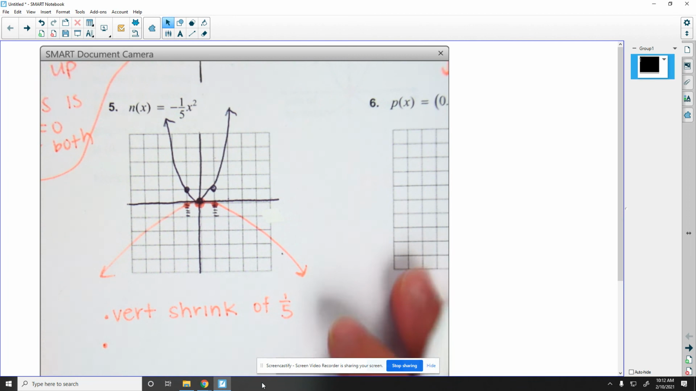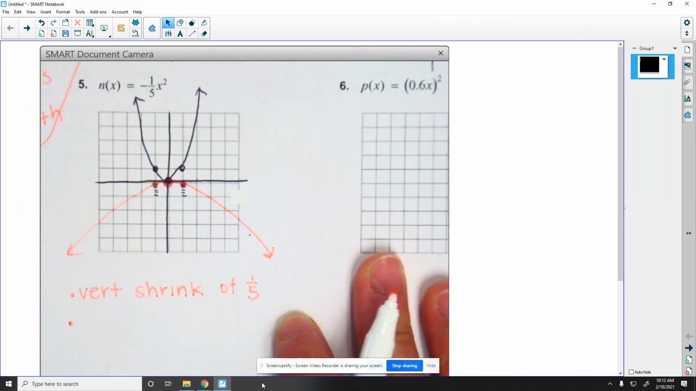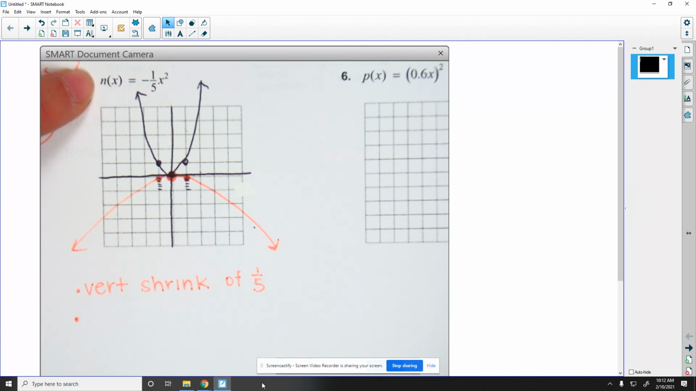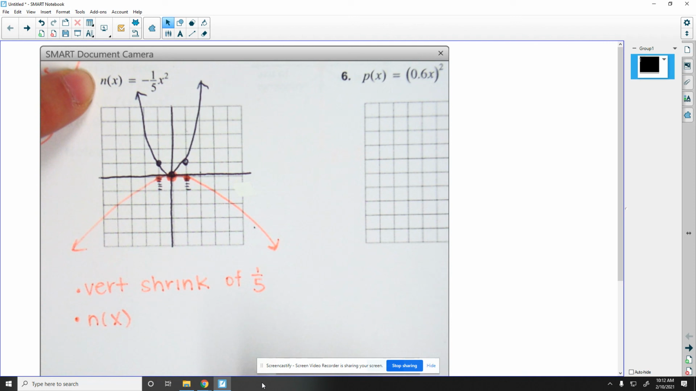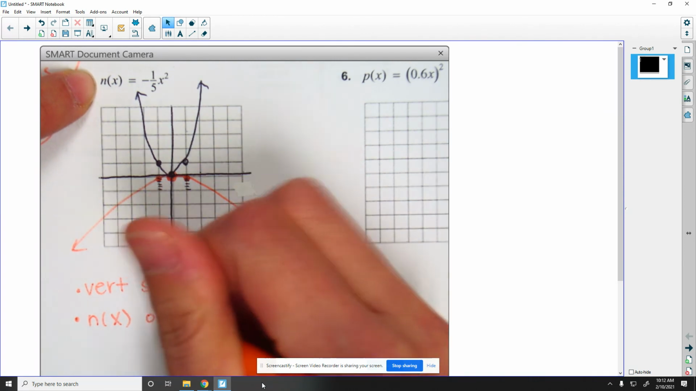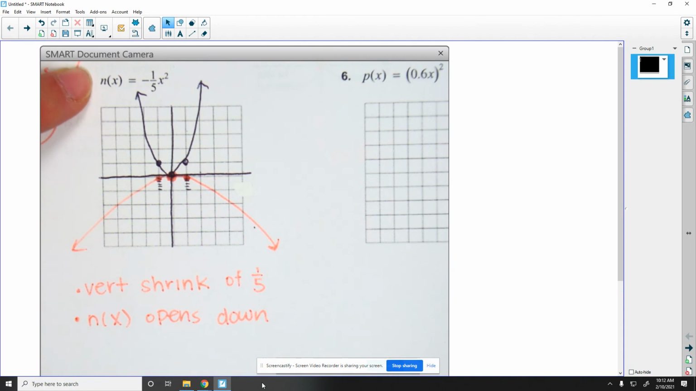The second thing we talk about is the openings, right? We always talk about the openings. So what should I say about the openings? What about it? N of x what? Opens down. Because they don't both open up. So N of x opens down.